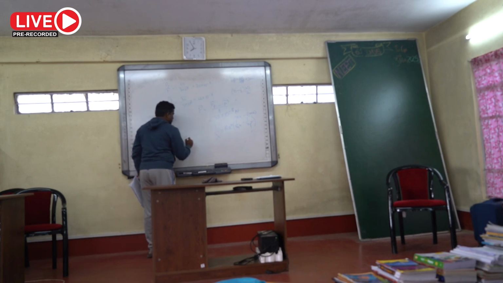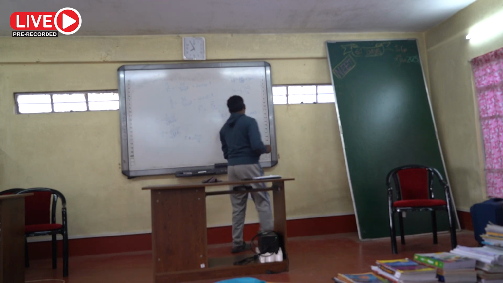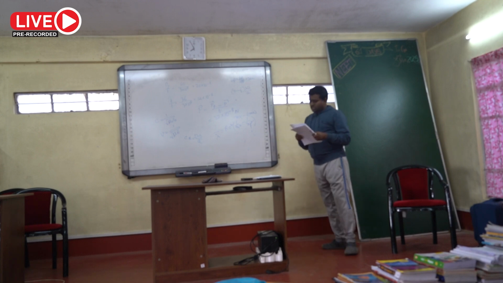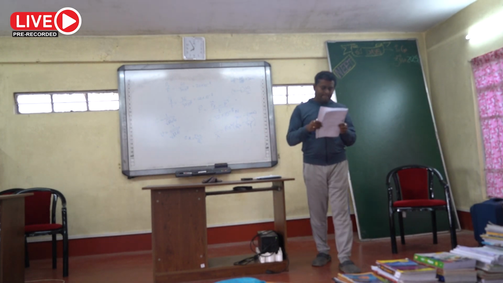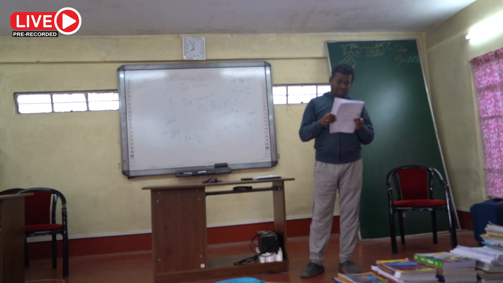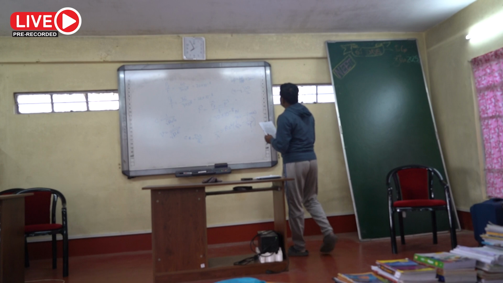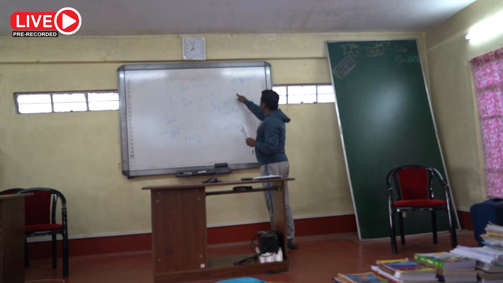Linear width of the central bright is 2 into lambda d by a. Third bright band, what is the width of the bright?